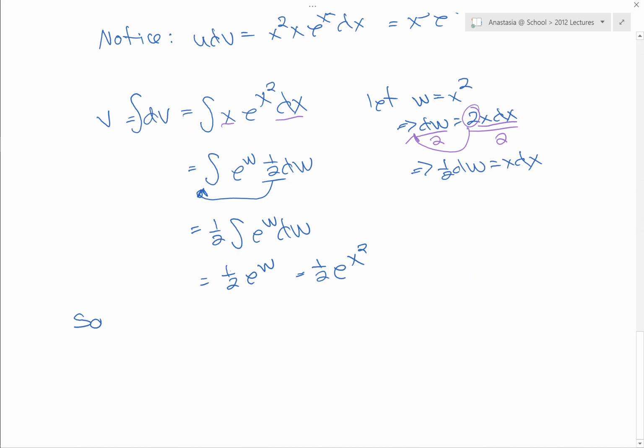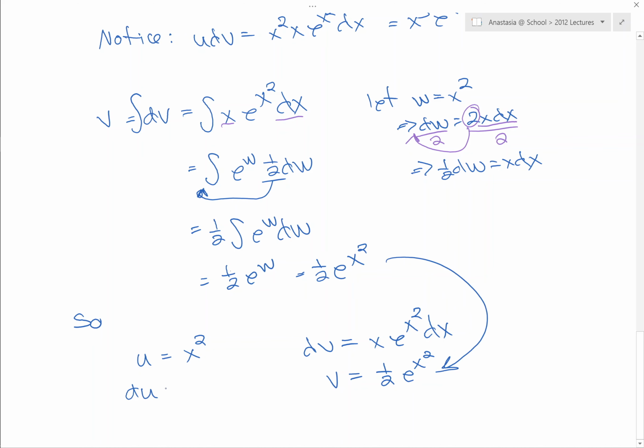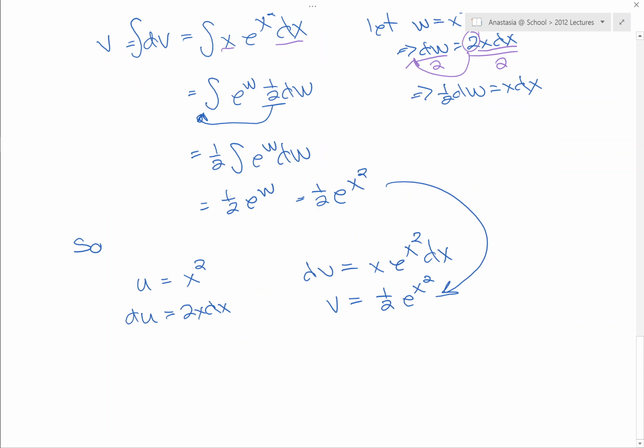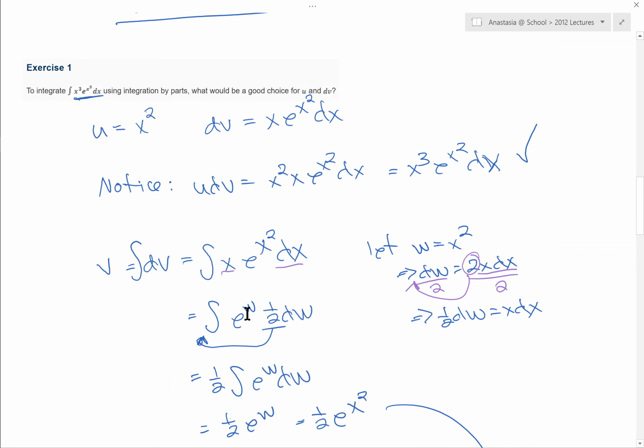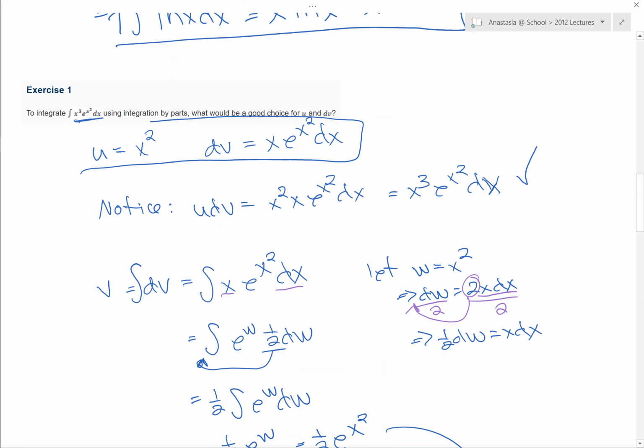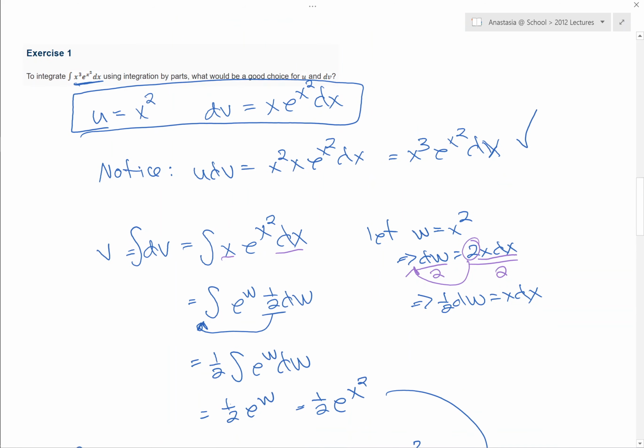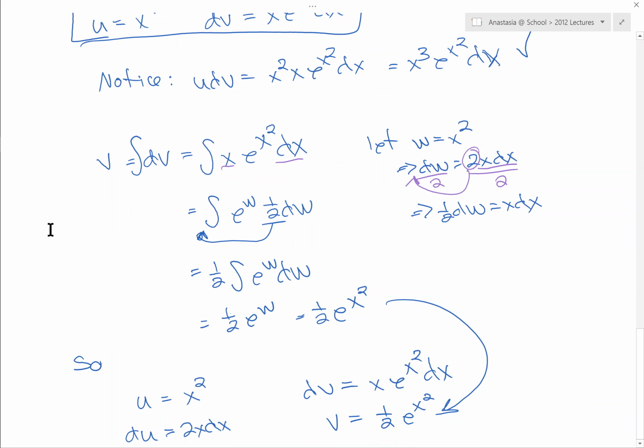So just pulling together everything that we have, u is equal to x squared. I'm just rewriting this from above. dv was equal to x e to the x squared dx. v we found was equal to 1/2 e to the x squared. This comes from here. And du, we're just going to differentiate u here to get 2x dx. Okay, so this is why it works here. To complete this exercise, really all you needed was that as your final answer. But this work here does show why it works. So if the problem asked to show why it works, then you could do this.